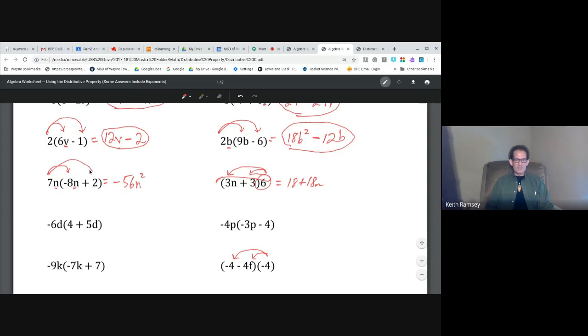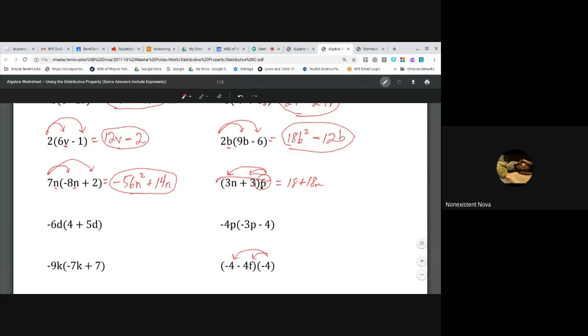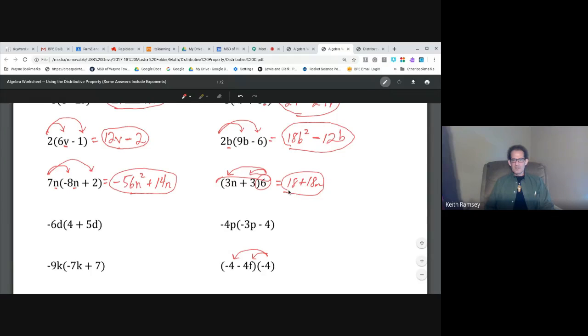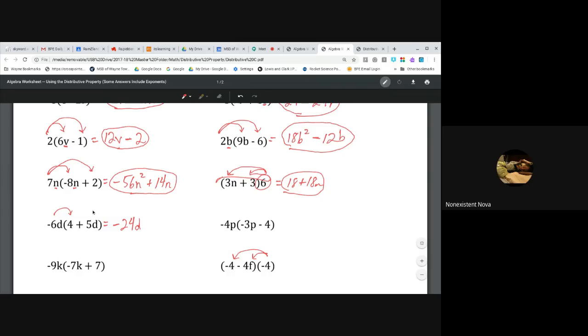Here I've got a 7n times 2. A positive times a positive is positive 14. I have an n here, but not for the 2, so I just write 14n. I check for like terms. This one's squared, this one isn't, so I can't combine negative 56 and 14. Let's look at negative 6d times 4. The signs are different, so I write negative 24, and I have a d here but not here, so negative 24d.